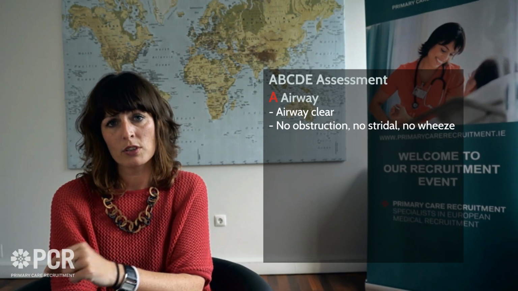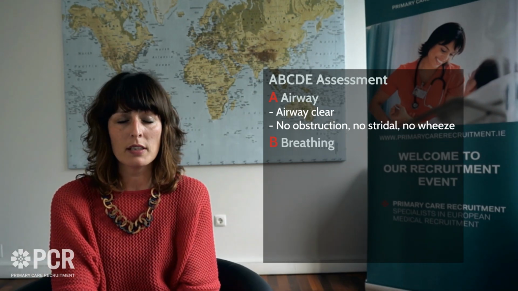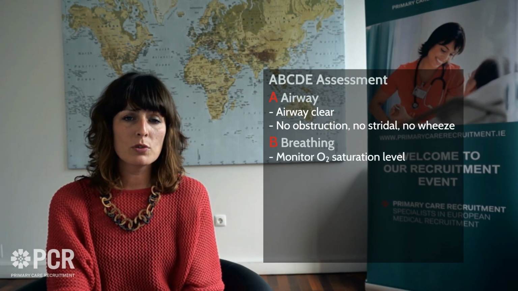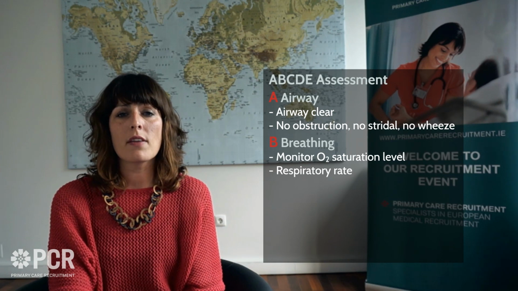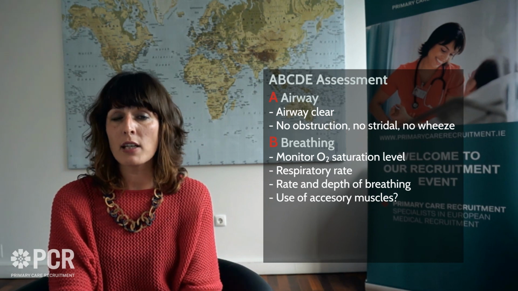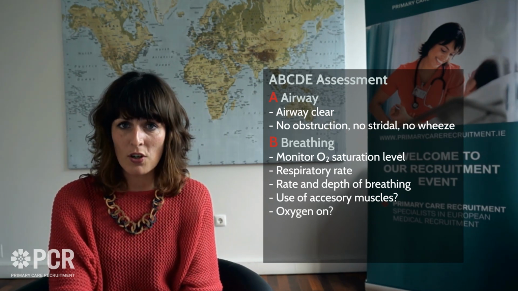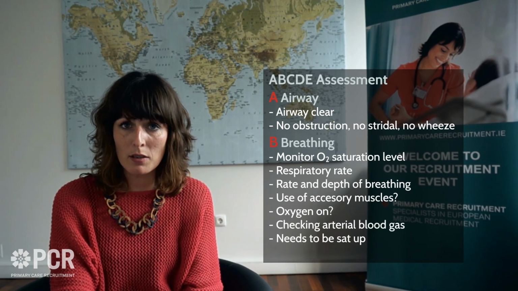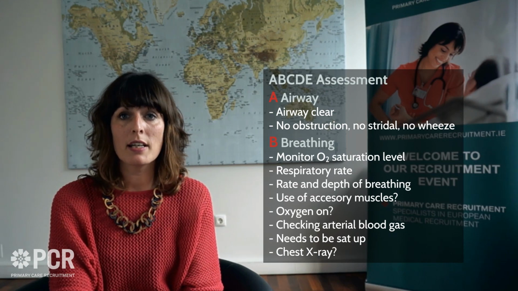I would say, first of all, I would talk to the patient and check their airway. So I would write airway and then say airway clear, no obstruction, no stridor, no wheeze. Then I would move on to breathing. Breathing would include monitoring the oxygen saturation levels, checking the respiratory rate, looking at the rate and depth of breathing. Are they using any accessory muscles? Have they got oxygen on? Whether you'd put oxygen on. Checking an arterial blood gas, whether the patient needs to be sat up. Does the patient need a chest x-ray, etc.